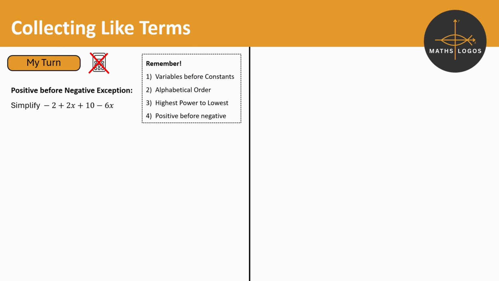In our very first example of the lesson, we said that variables must come before constants. But in this example, we're going to look at something of an exception to this rule, and you'll see why in a second. So simplify negative 2, add 2x, add 10, subtract 6x. Two different terms there. I've got my x term and my constants. Let's go ahead and treat them differently.